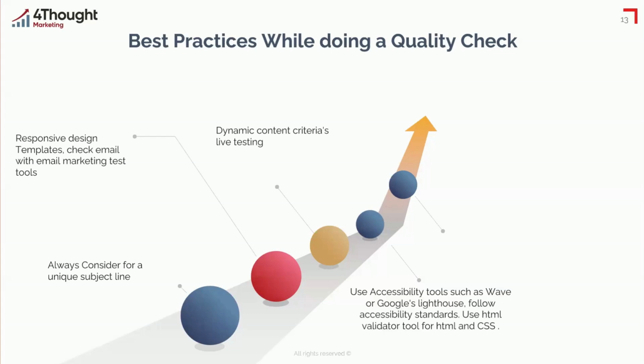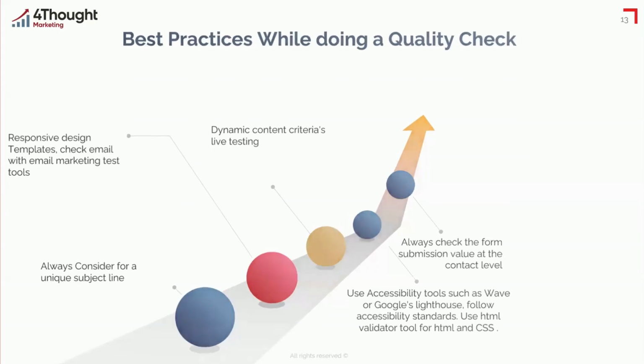Then you can use accessibility tools for landing pages such as Wave or Google Lighthouse. You can follow accessibility standards and you can use HTML validators for validating the HTML and CSS you have used. Always make sure that you do a couple of form submissions to check whether values are updated correctly or not. Once checked at the form level, go to the contact level and check if the values are updated correctly.